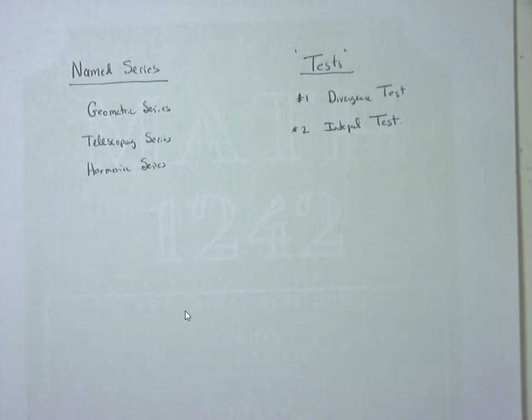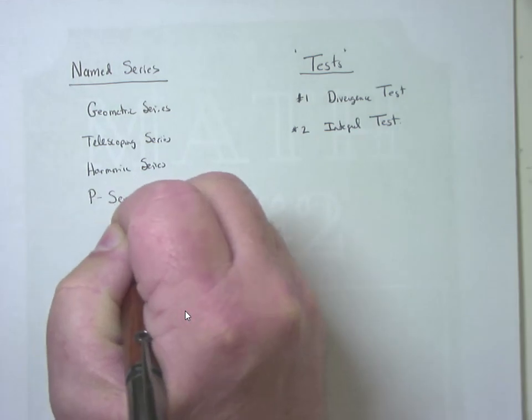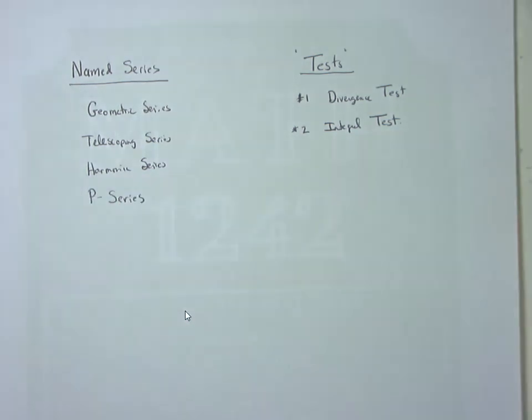And then as we added on to that, we now have named series called the P series that you were supposed to have memorized. The sum is n goes from 1 to infinity of 1 over n to the p. As long as p is greater than 1, that series is going to converge. If p is less than or equal to 1, the series is going to diverge.